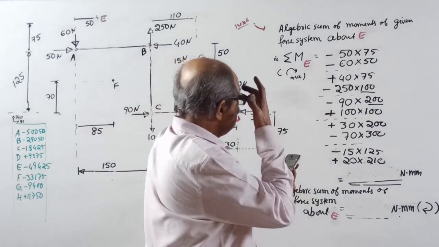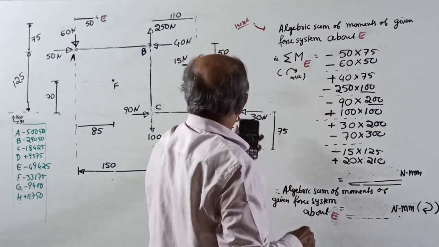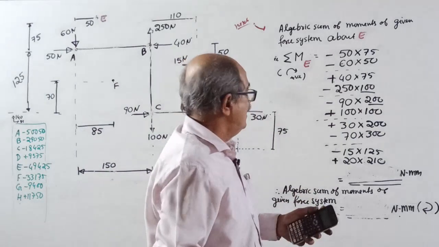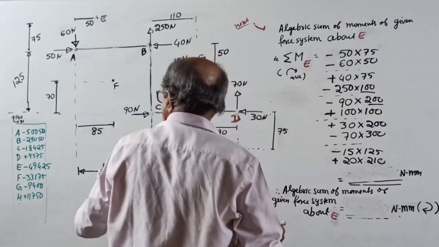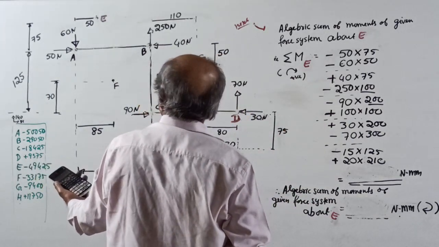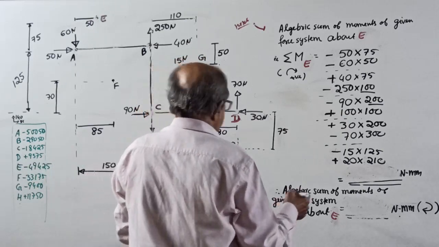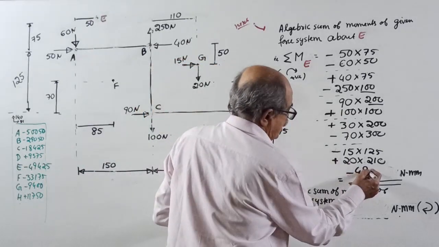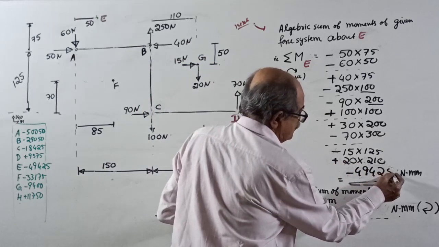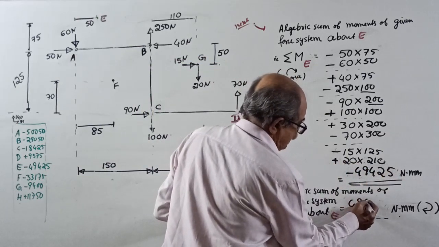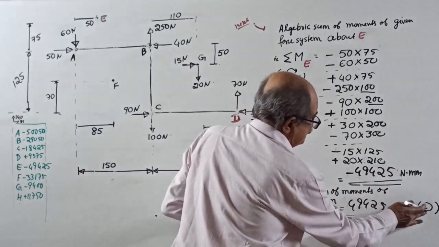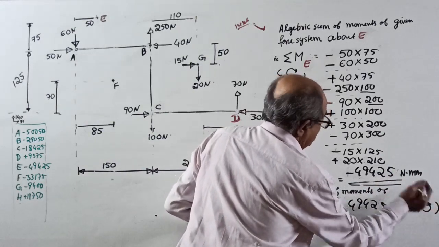When I explain this much, at least if something is wrong, I can make out. I know the answer has to come. Which point are you doing? E. Minus 49425. Minus 49425 has to come. So 49425 minus, so anti-clockwise. That answer has to come.